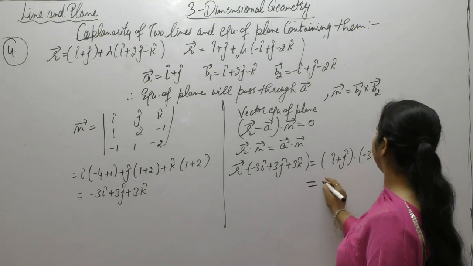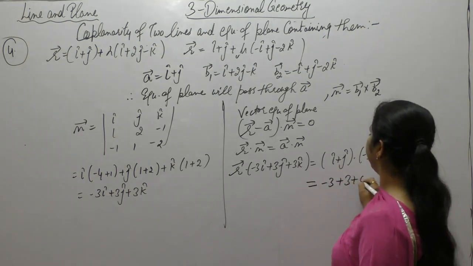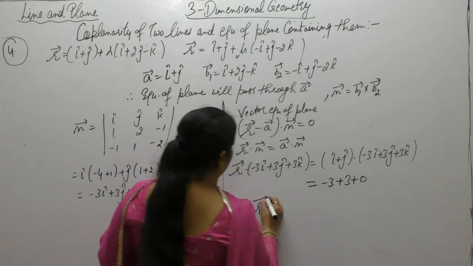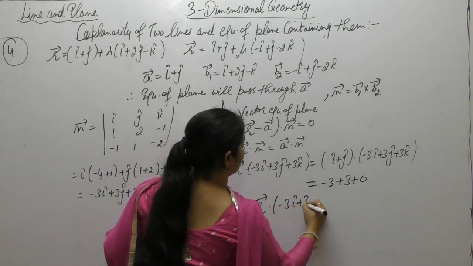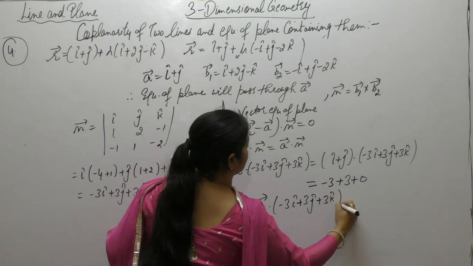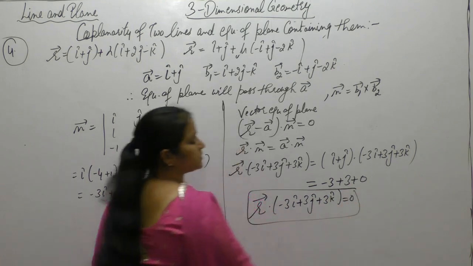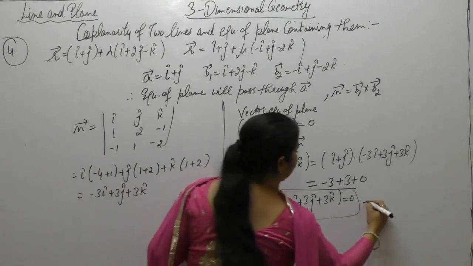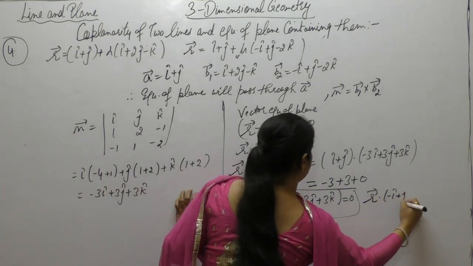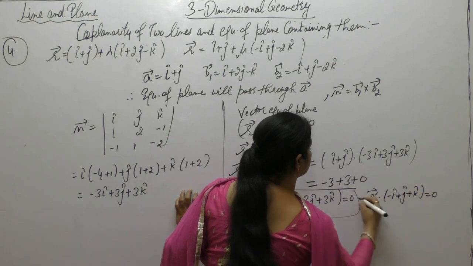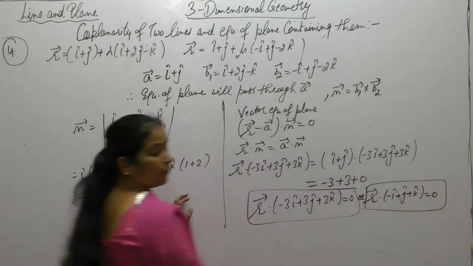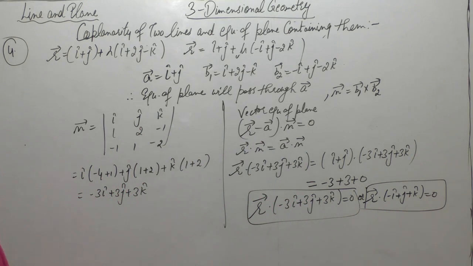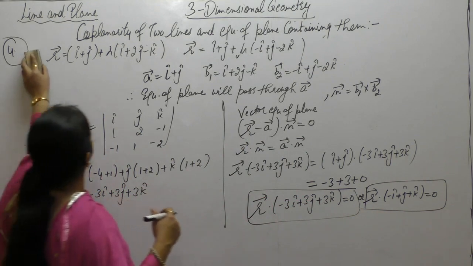Taking the dot product, minus 3 plus 3 plus 0. So we get the required equation of the plane as r dot (minus 3i plus 3j plus 3k) equal to 0. This is the required equation for the plane. If we take 3 common, then we can write it as r dot (minus i plus j plus k) equals 0. Now we want to find the distance between this plane and the point 2, 1, 4.